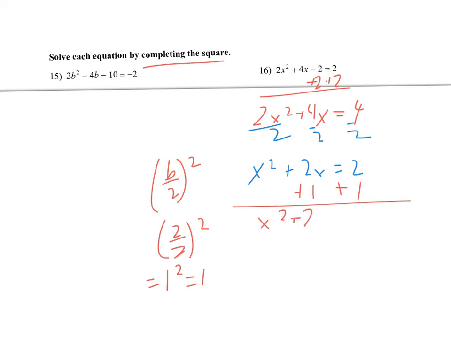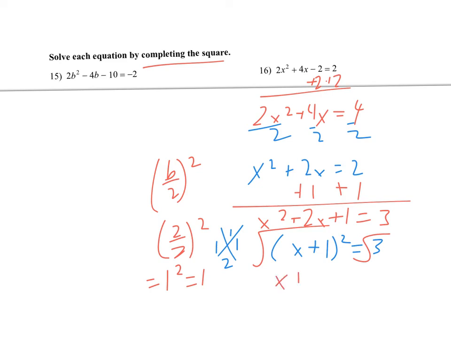So I get x squared plus 2x plus 1 equals 3. Now I'm going to factor this, thinking of 2 numbers that multiply to 1 and add to 2. So that would be 1 and 1. So I get x plus 1 squared equals 3. I will then square root both sides, so I get x plus 1 equals plus or minus square root of 3. And then finally, I'll just subtract the 1 over, so x equals negative 1 plus or minus the square root of 3.